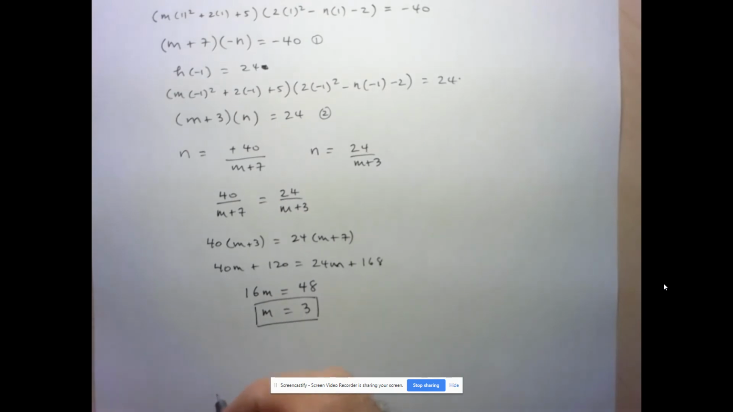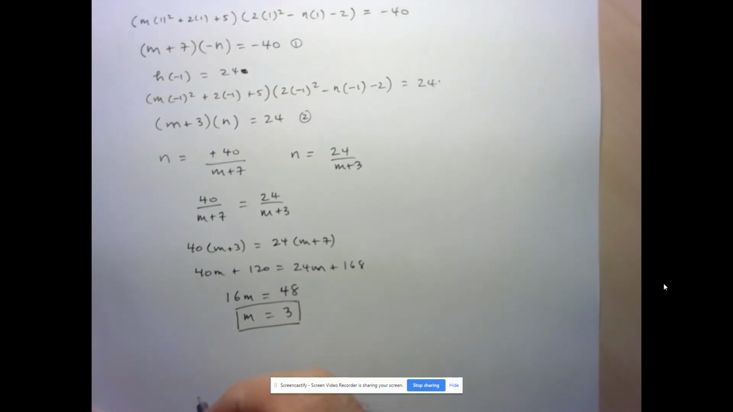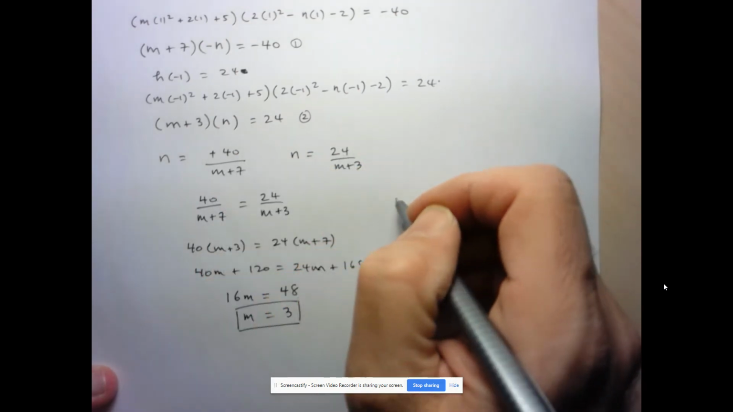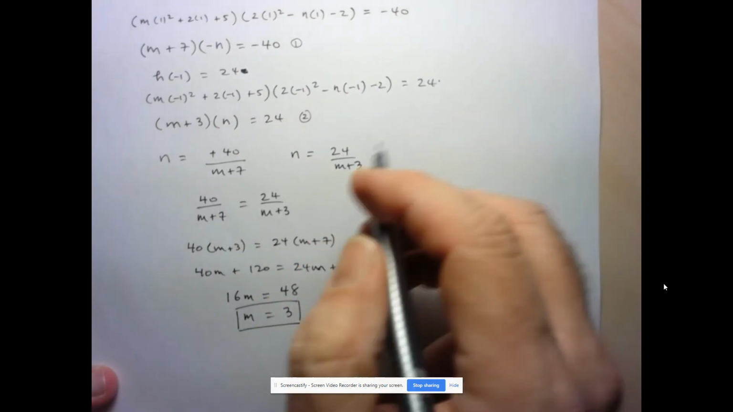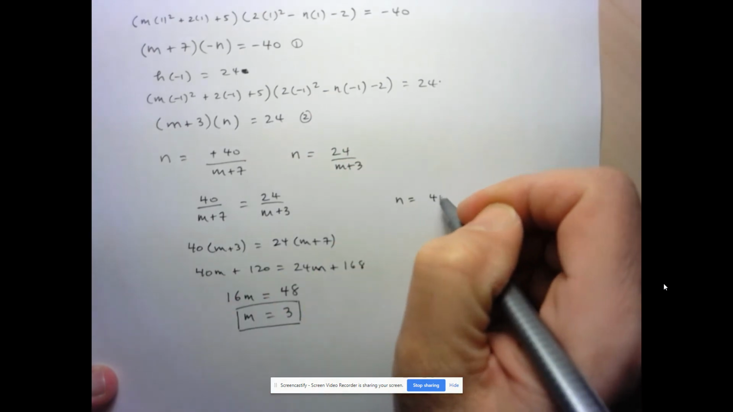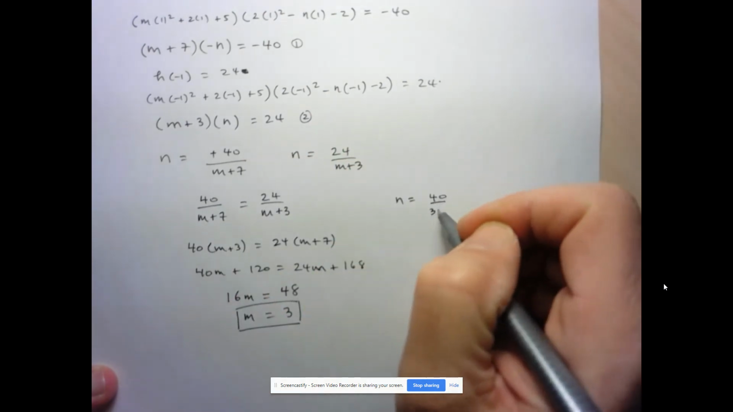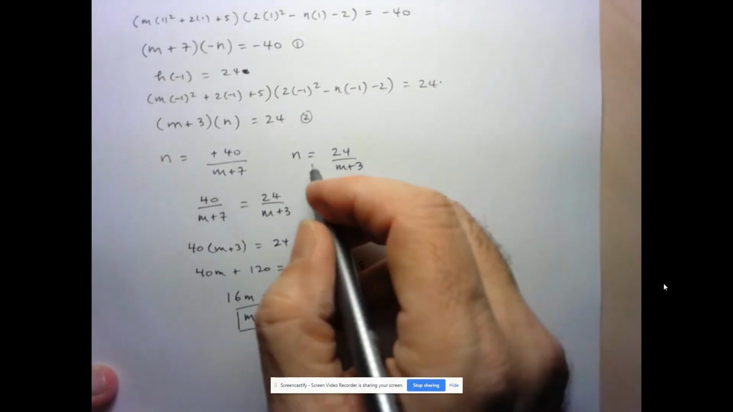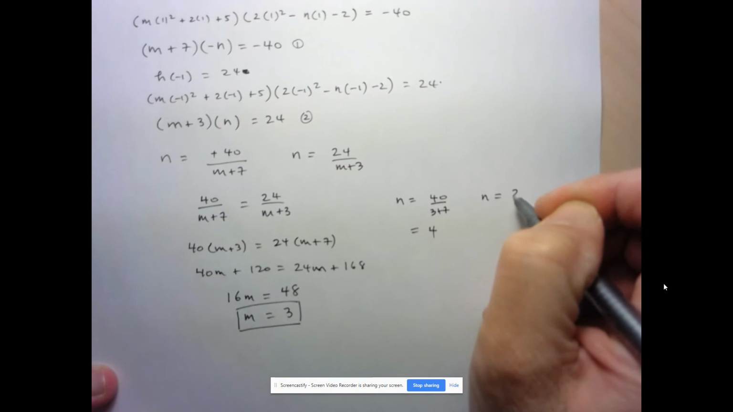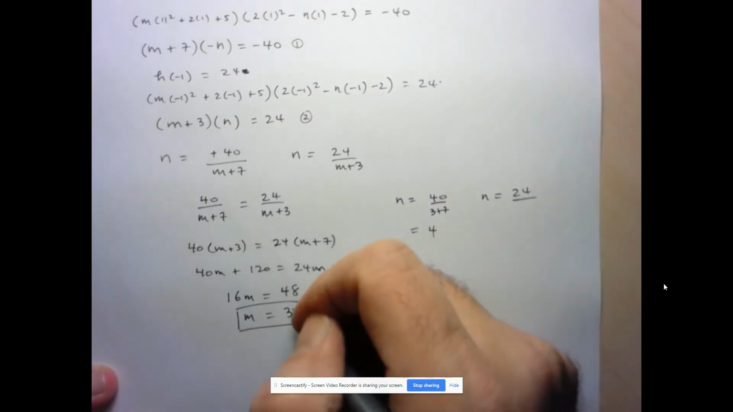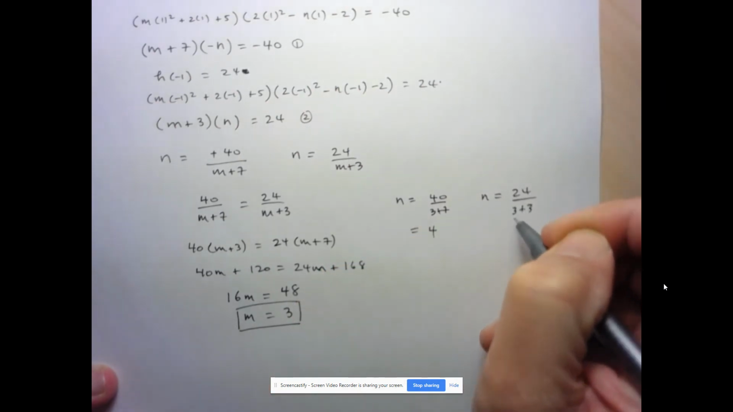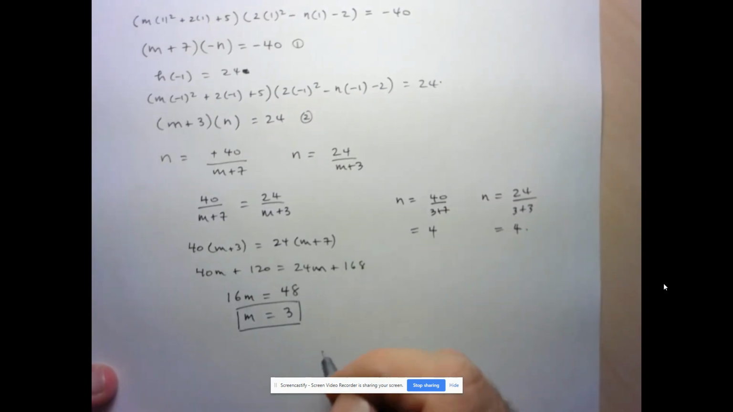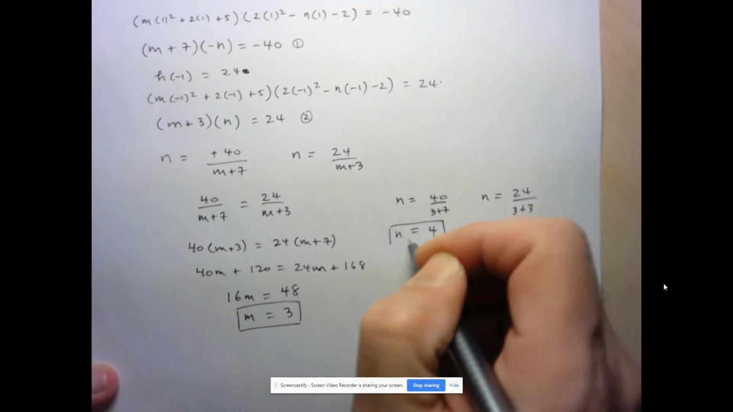All right. And now let's solve for n. Of course, I only need to use one of these, but I'll use both just as a check. So let's start with the first equation, 40 over m plus 7, so 3 plus 7. So 40 over 10 is 4. And if I use the other equation, n equals 24 over, again, m is equal to 3, so 3 plus 3, and 24 divided by 6 is also 4. All right. So here we have our second unknown.